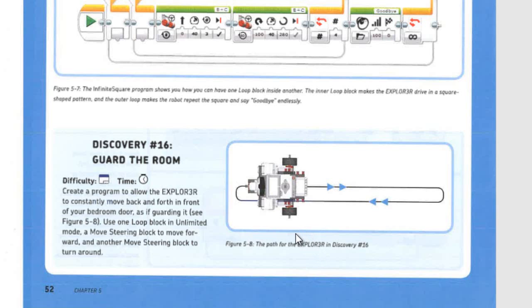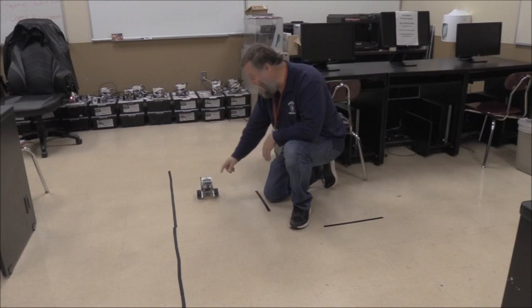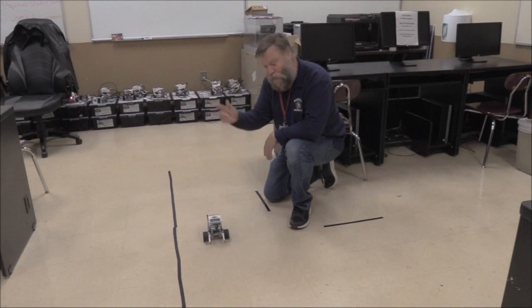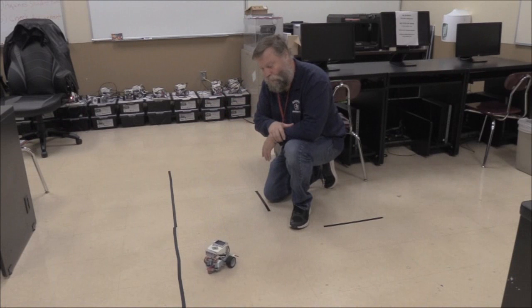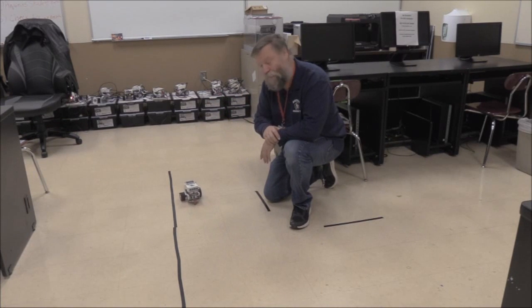So go ahead and do Discovery 16, and then I will show you what it looks like if you complete it correctly. Here we have Discovery 16, the guard robot. Should go straight, turn around, and go back. And then it should loop doing that over and over again. So go ahead, now you try it.